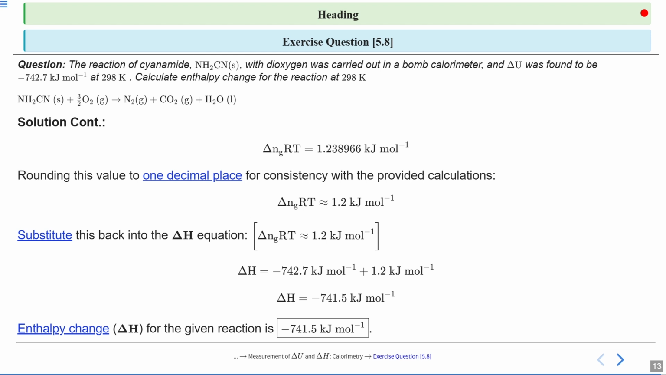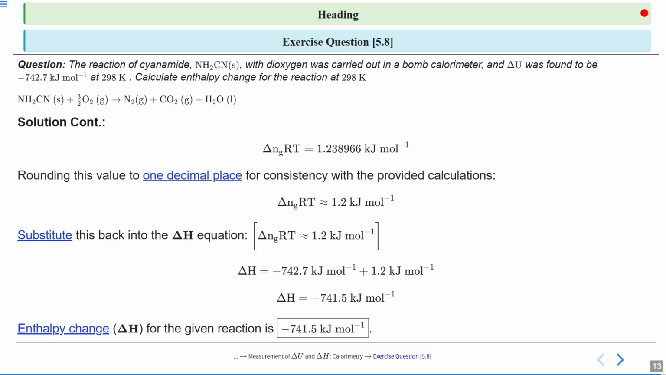So we have seen how we calculate the value of delta H from the delta U, right? We use this simple formula, delta H is equal to delta U plus delta NgRT. First, we looked at the equation. We have two sides, products and reactants, and to calculate the change in gaseous number of moles, we have to exclude the water and cyanamide. If you include the gaseous molecules on the product side, they are two, coming from the nitrogen molecule and carbon dioxide, so one from each. On the reactant side, we have 1.5 moles because 3 by 2 can be written as 1.5. From there, we got the value of delta Ng as 1.5.